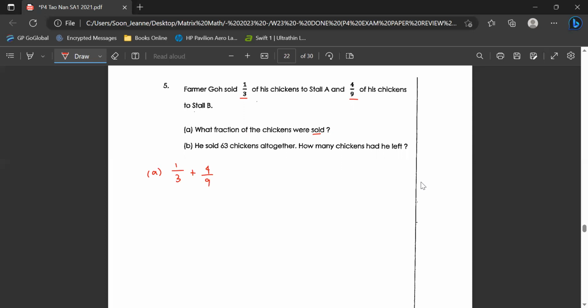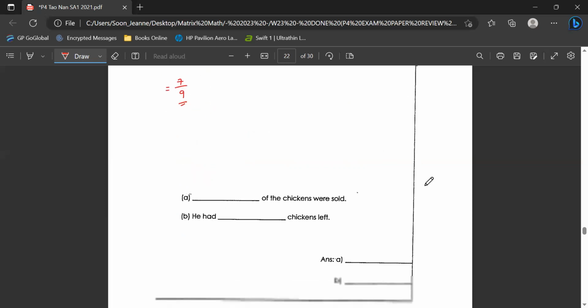So if we look at the denominator, they're actually different. So change to the same, multiply by 3. You can change to a denominator of 9. So this will convert and become 3 over 9 plus 4 over 9. Your answer for A is 7 over 9. So please write down your fraction. This is in simplest form already, so I cannot simplify anymore. So for A, 7/9 of the chickens were sold.